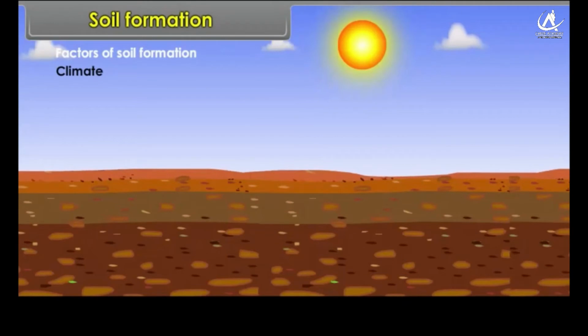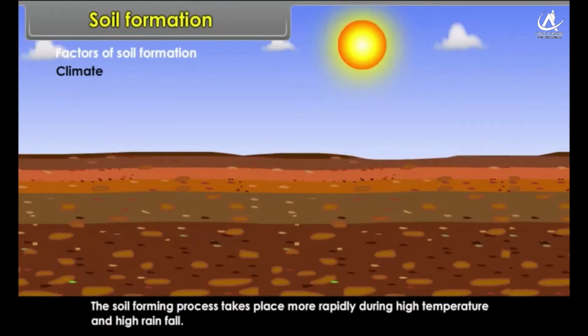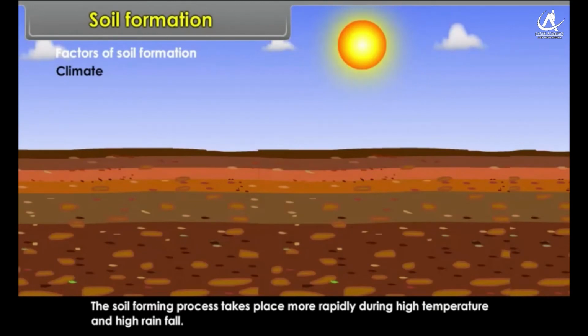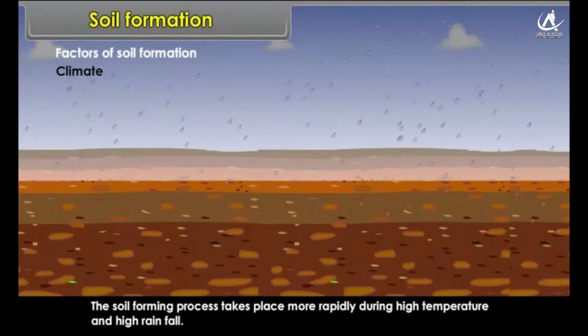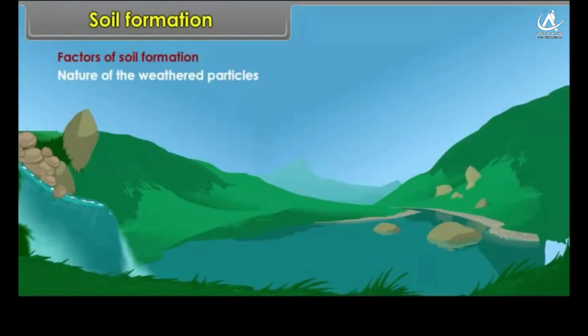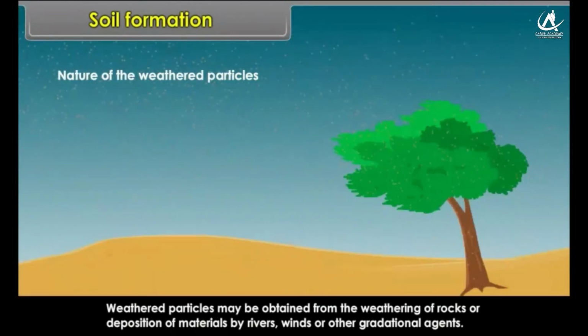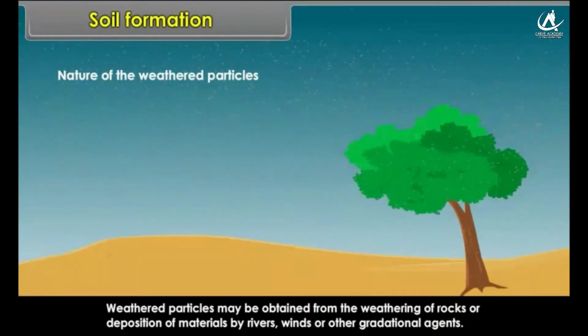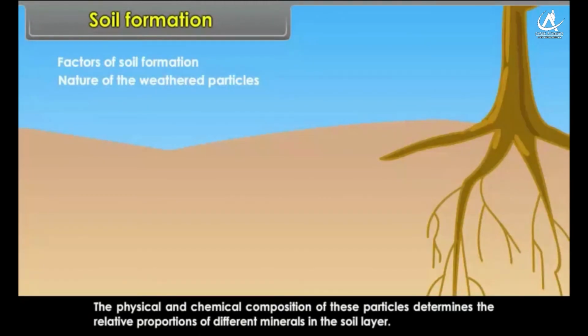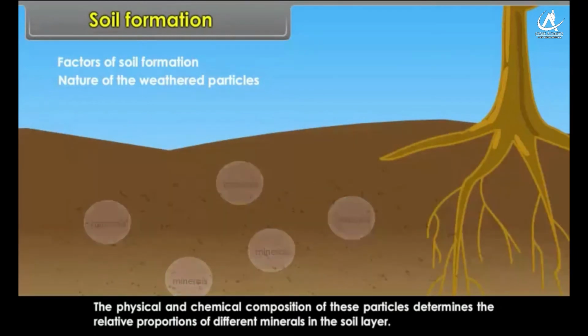Factors of soil formation. Climate. The soil forming process takes place more rapidly during high temperature and high rainfall. Nature of the weathered particles. Weathered particles may be obtained from the weathering of rocks or deposition of materials by rivers, winds, or other gradational agents. The physical and chemical composition of these particles determines the relative proportions of different minerals in the soil layer.